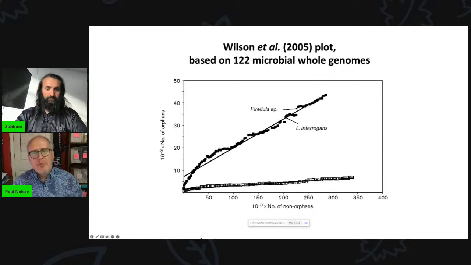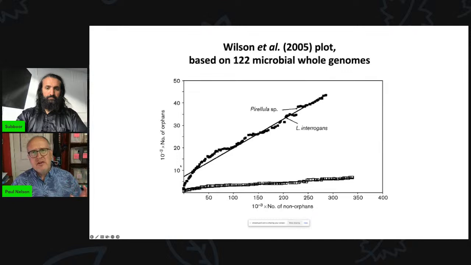This is from a paper published in 2005 by a group in the UK, trying to answer the same question that I've been exploring, namely, what's going to be the trend for discovery of orphans? They looked at 122 microbial genomes, which was a tiny fraction of what's available today. They're saying, wow, we're finding all these orphans in these different genomes. What's going to be the trend of discovery going forward? Along the x-axis is the number of non-orphans, and along the vertical axis, the number of orphan genes.